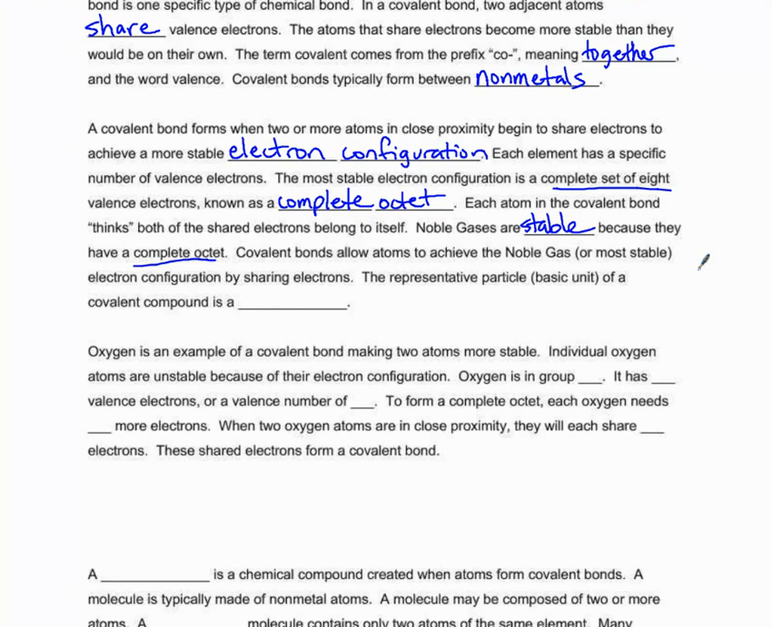The representative particle, or the most basic unit of a covalent compound, is what we call a molecule. And molecule is a little bit overused because there are other types of compounds that do not have molecules. For instance, we talked about ionic compounds already, and the representative particle for an ionic compound is a formula unit. It is not a molecule. So a salt molecule would be an inaccurate statement.